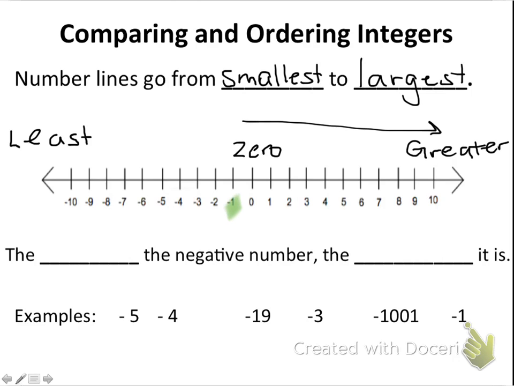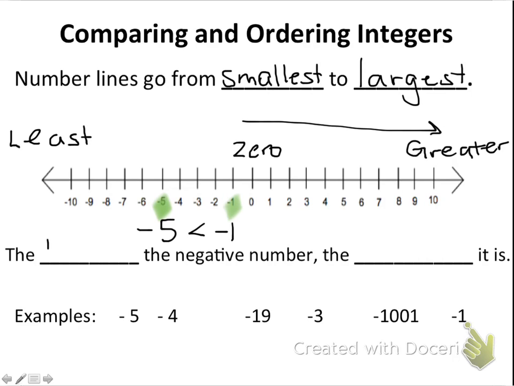If we look at this number here, negative 1, and we compare it to this number here, negative 5, according to my number line, negative 5 is less than negative 1, which means that negative 5, even though 5 is a bigger number than 1, is less than negative 1. Which is tricky because you see 5 and you think, oh, 5 is bigger than 1. So you have to be really careful with these.